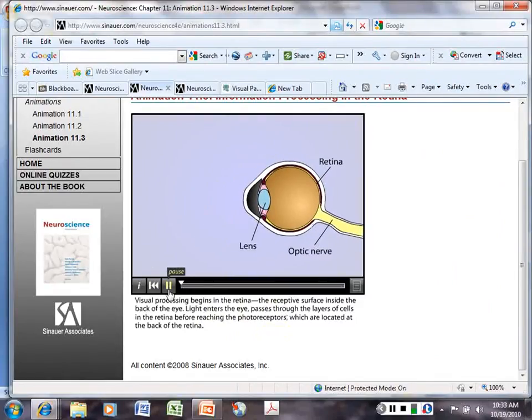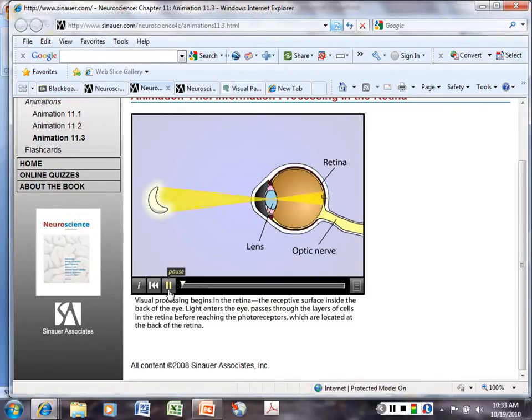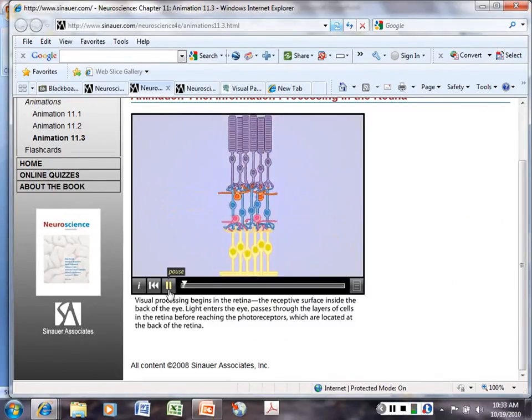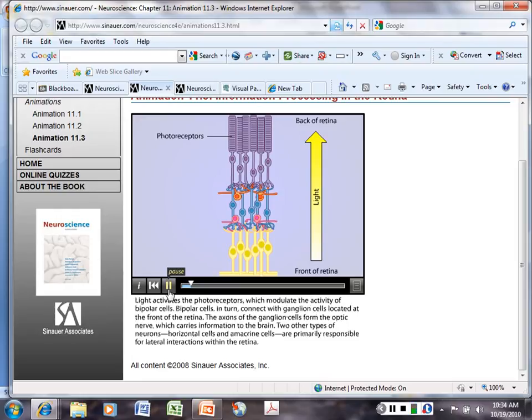Visual processing begins in the retina, the receptive surface inside the back of the eye. Light enters the eye, passes through the layers of cells in the retina before reaching the photoreceptors, which are located at the back of the retina. Light activates the photoreceptors, which modulate the activity of bipolar cells. Bipolar cells, in turn, connect with ganglion cells located at the front of the retina. The axons of the ganglion cells form the optic nerve, which carries information to the brain.